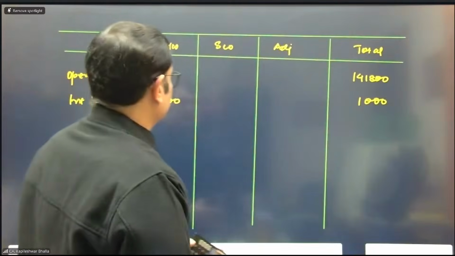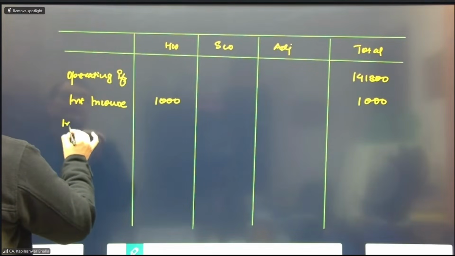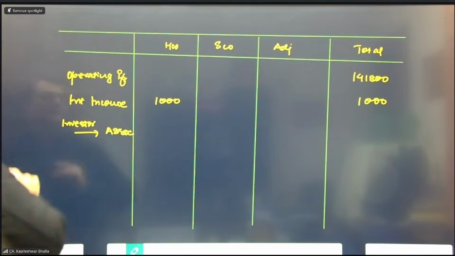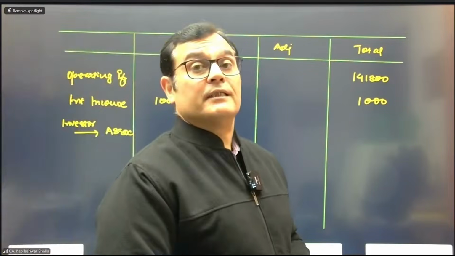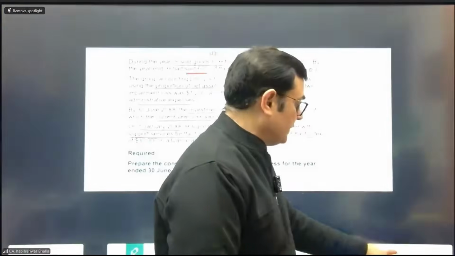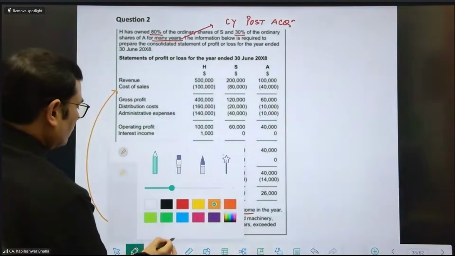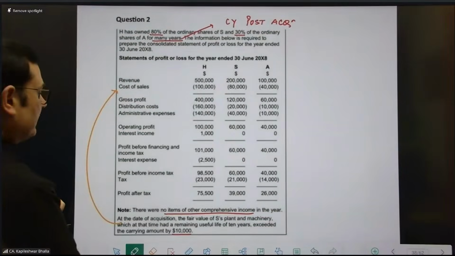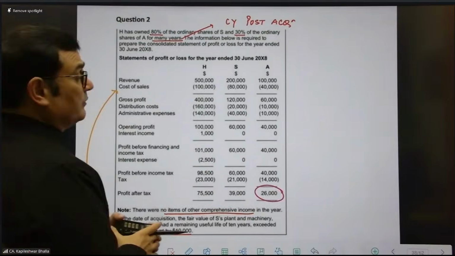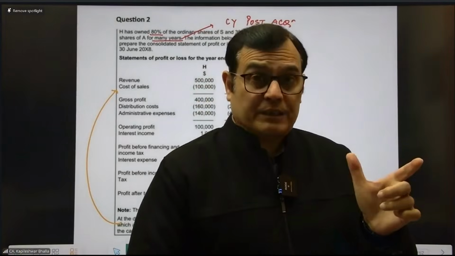Now, at this stage, since we're looking at the incomes, let me also consider the share of the investor in the associate. So let me add at this stage the share of the investor in the associate company, one line consolidation. So let's go back to the associate company. We can clearly see that the associate company has a profit of 26,000, and this is entirely post-acquisition in nature. So out of this 26,000, 30% belongs to the investor.